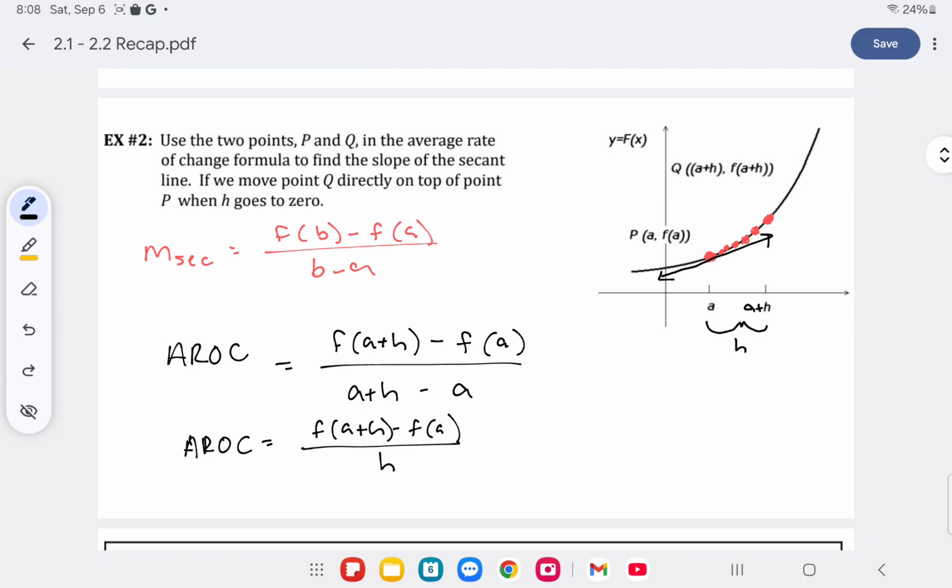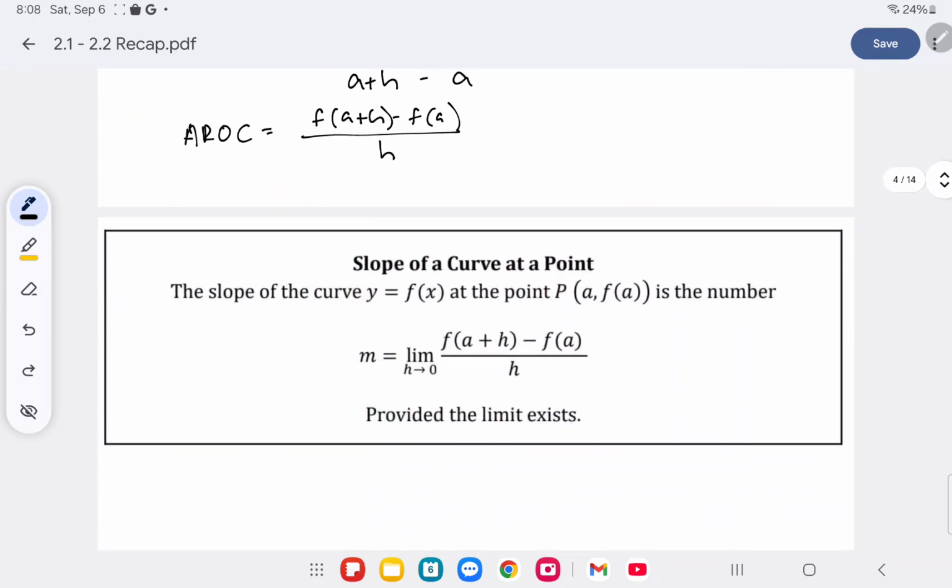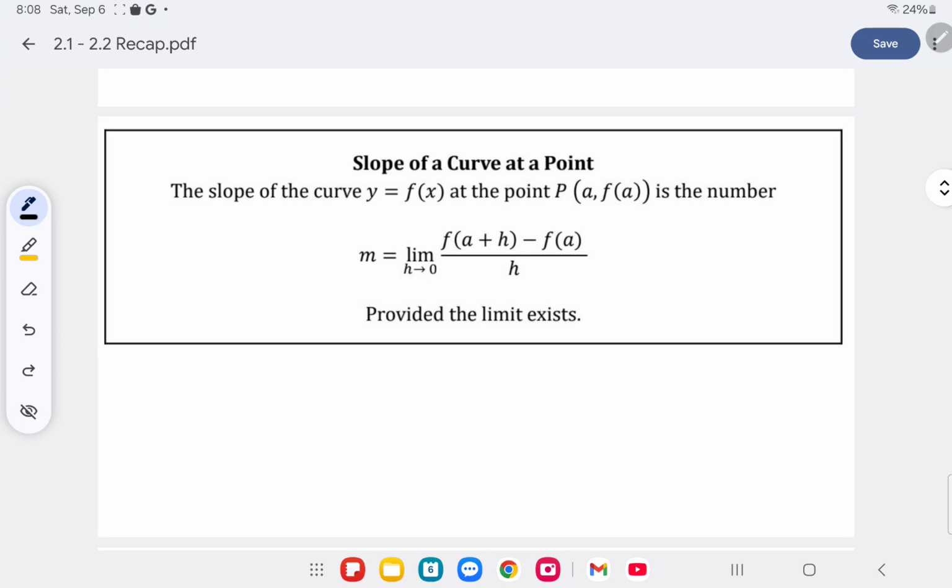The smaller H is, the closer we are to modeling the slope of the tangent line. So the slope of the tangent line is the limit as H approaches 0. We want the distance between the 2 points to be approaching 0. It can't be 0, because if there's no distance between 2 points and we try to take the slope of the line, like if I have the point 1, 3, and I want no distance between my 2 points, that means my second point is also 1, 3.